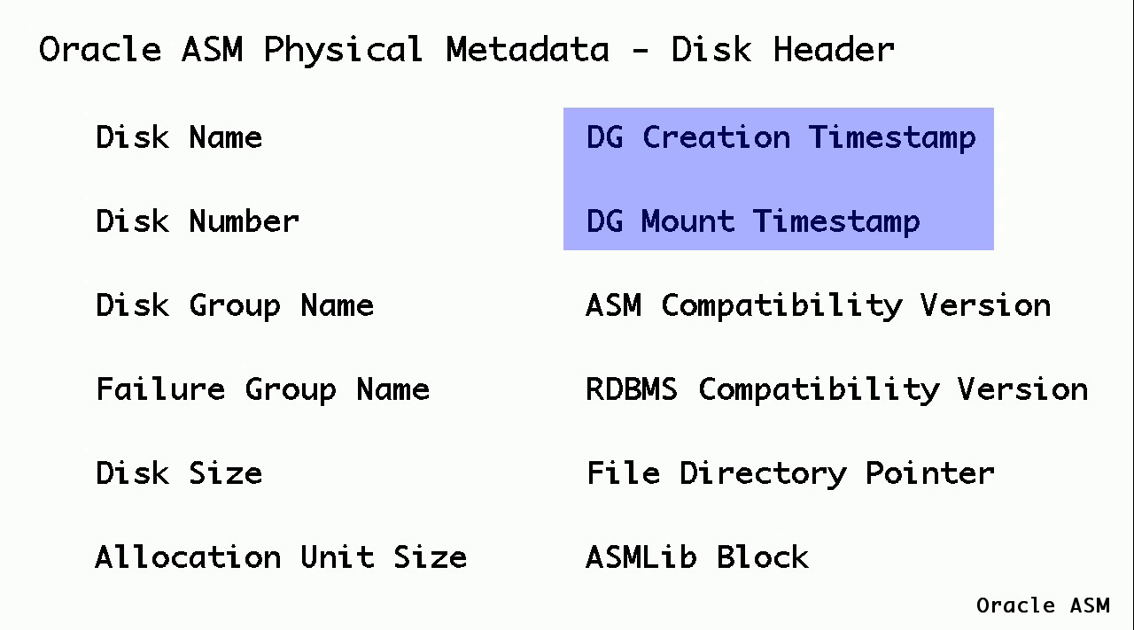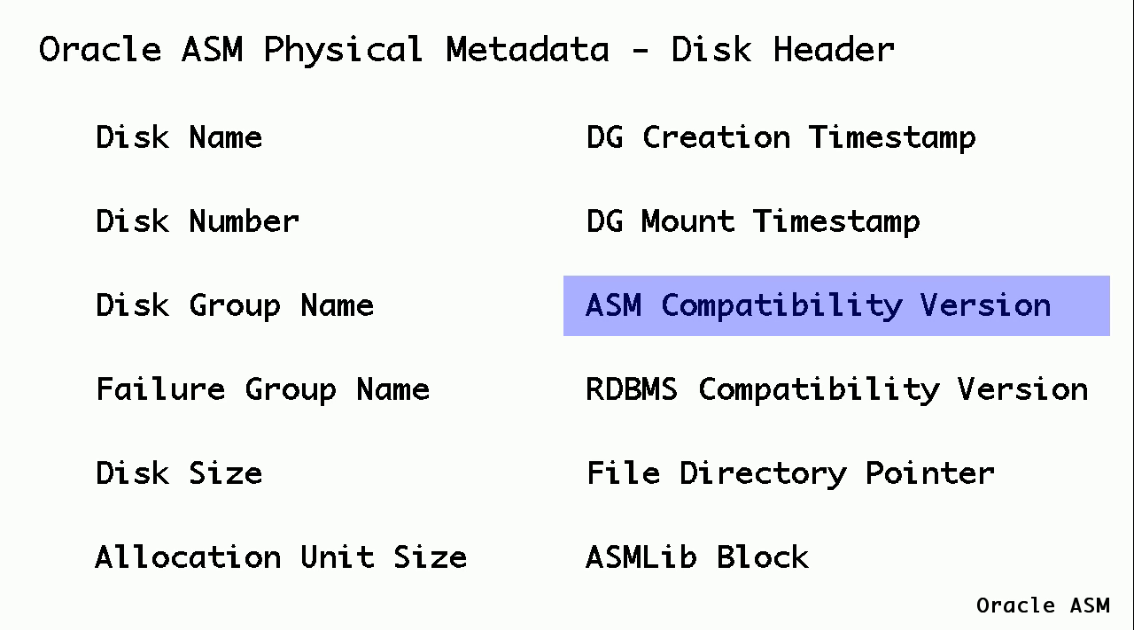If 2 ASM disks claim to have the same disk number and disk name in one disk group, then disk group creation timestamp and disk group mount timestamp information is used to identify the correct disk while mounting the disk group. ASM compatibility version dictates the minimum required Oracle ASM software version to mount the disk group. ASM also stores this version number in partnership status table.